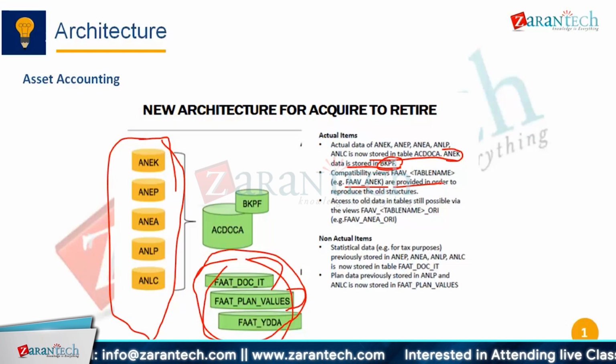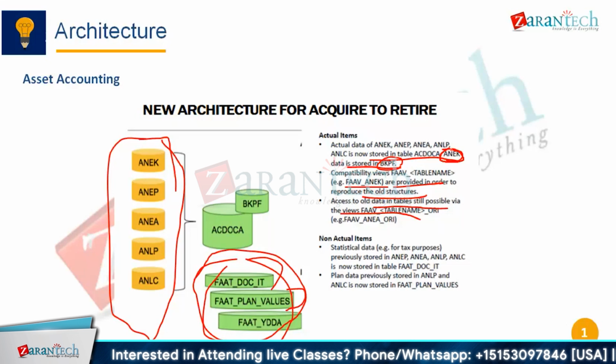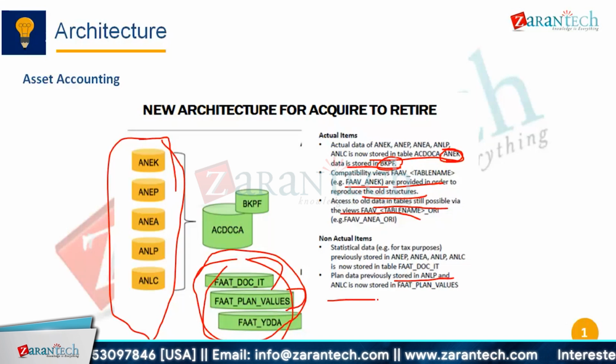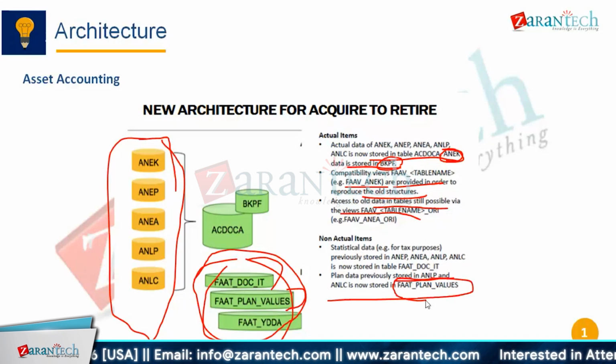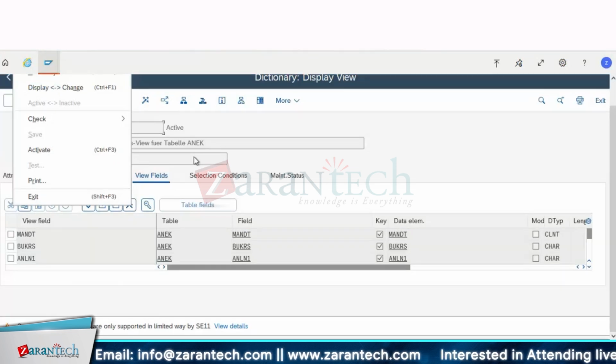Provided in order to reproduce the old structures. Access to old data in tables is still possible via the views. So if you wanted to view the data of ANEK, you could see it through the views. Non-actual items is statistical data ANEP for tax purposes, previously stored in ANEP, ANEA, ANLP, ANLC. It's now stored in table FAAT_DOC_IT. Plan data previously stored in ANLP and ANLC, those data we could see in FAAT plan values, and statistical data in FAAT_DOC_IT.